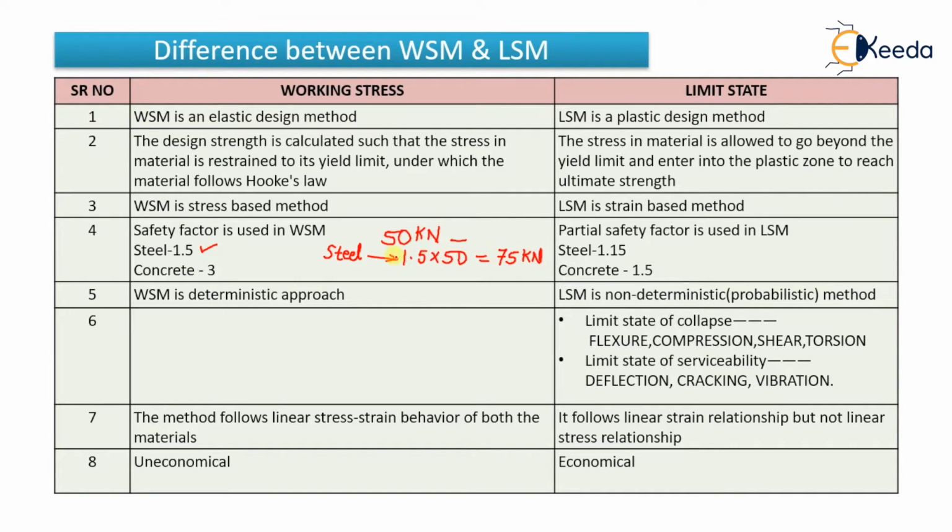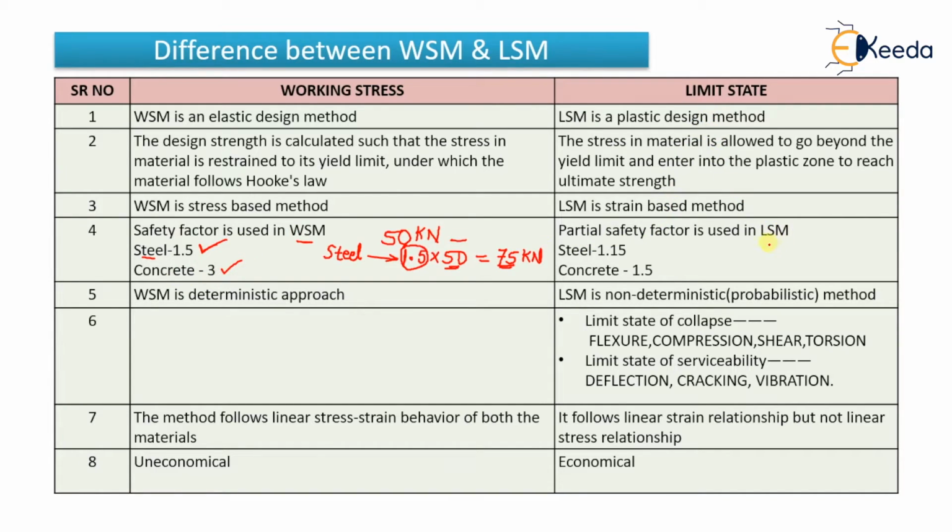So what does that mean? We are using a factor of safety. For safety purposes we are not taking the load of 50, but we are increasing this load and we are designing that particular structure for the increased load. So in working stress method we increase the load. If it is a steel structural member, we will multiply it by 1.5, and if it is a concrete member we will multiply it by 3.